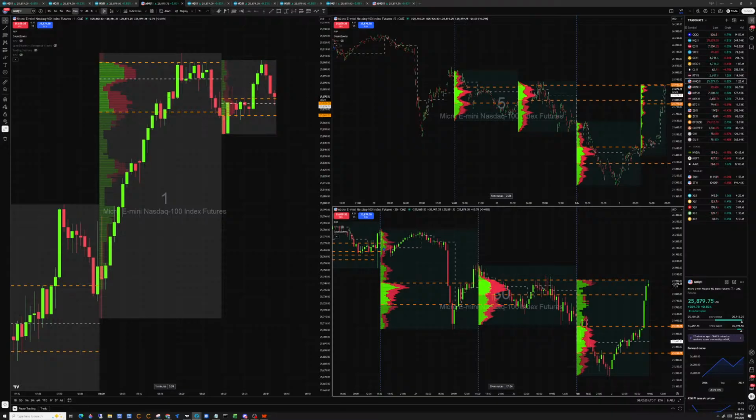Yeah, definitely. Double check. There's a chance I could say, Ken, I took a long here, it was bouncing off the POC, and you're like, what? The POC is like 90 points away. And I'm like, oh crap. We have to make sure our POCs are in the same place. We should all be trading the same thing.